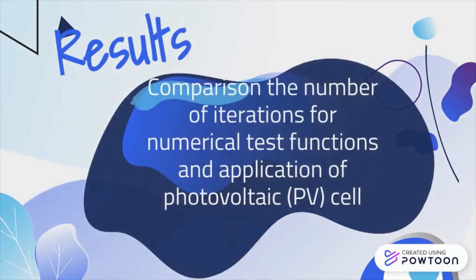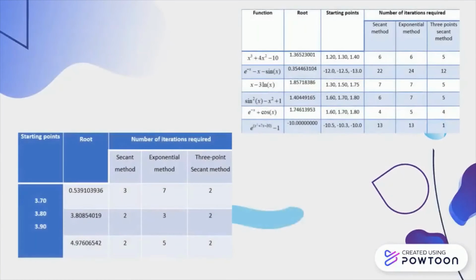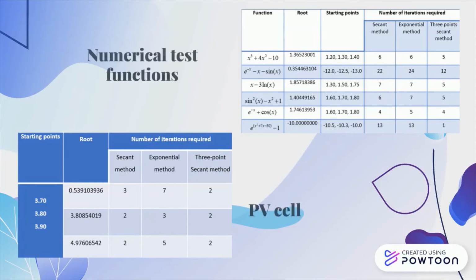Comparison of number of iterations for numerical test functions and the photovoltaic cell. These are the tables of comparison for number of iterations for numerical test functions and the PV cell model. As a conclusion, the 3-point secant method converges faster to the respective root of each function than the secant method and exponential method, since the 3-point secant method needs the least number of iterations. However, for the PV cell, the 3-point secant method needs a similar range of iterations to the secant method. Thus, the 3-point secant method is clarified as the best method among the 3 methods.